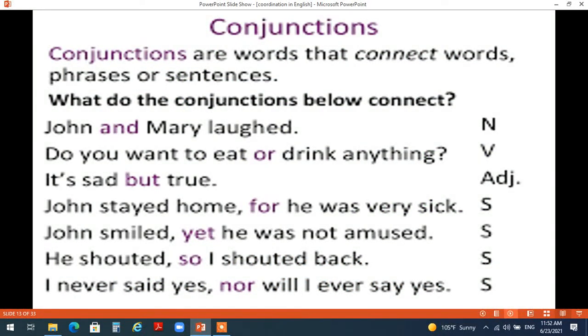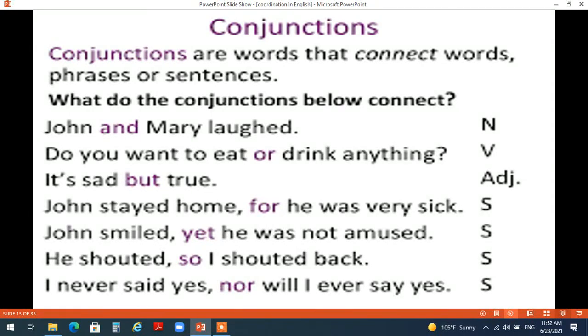Now, the conjunctions also, we said that they are words that connect words, phrases, or even sentences. Now, let's have this funny or interesting exercise: indicate which parts of speech are being connected by using coordinators. So, in the first example, John and Mary laughed. Here we have a connection between two nouns, John, Mary.